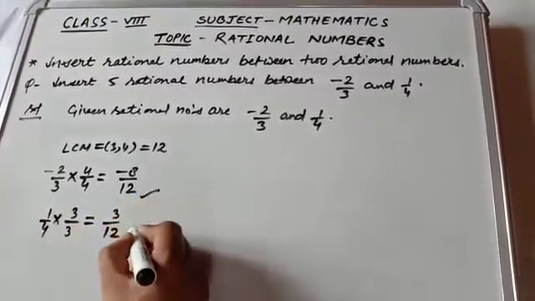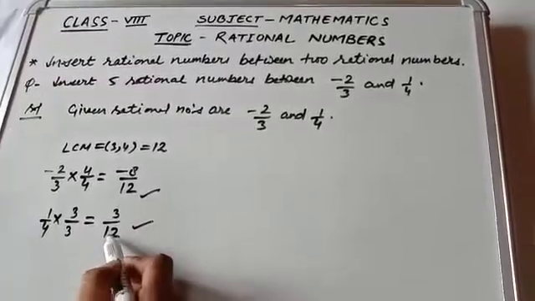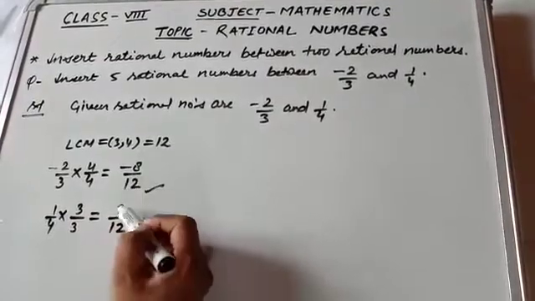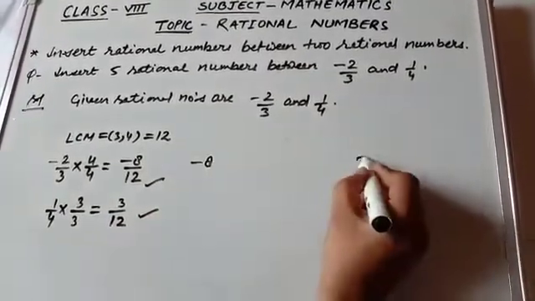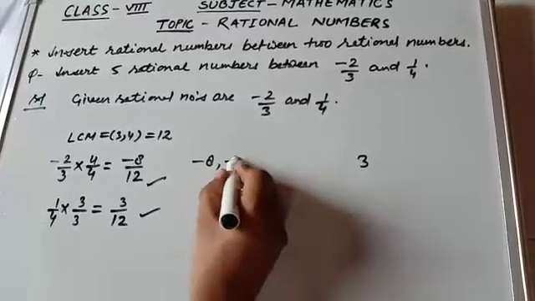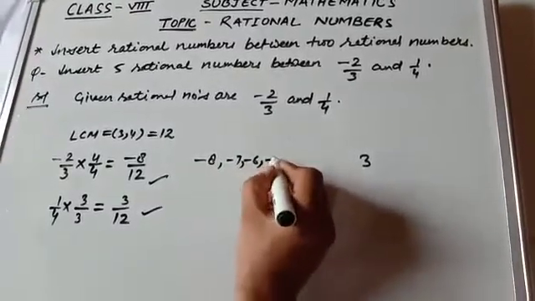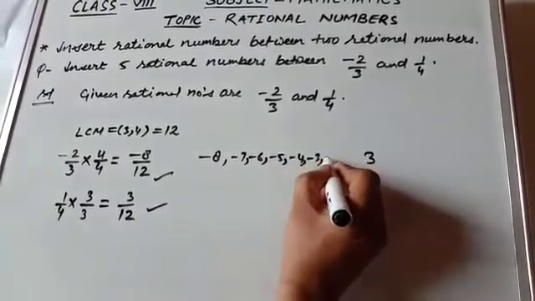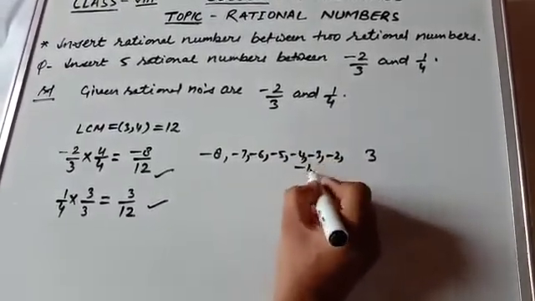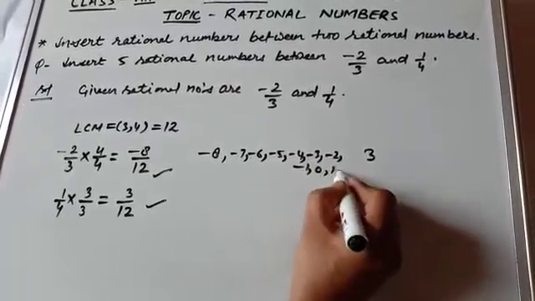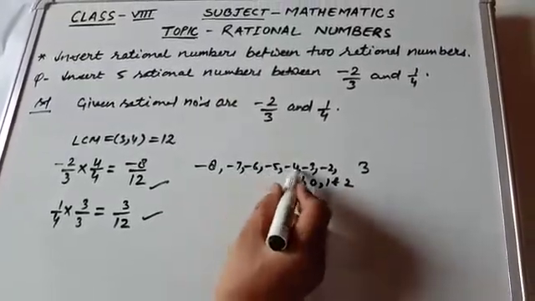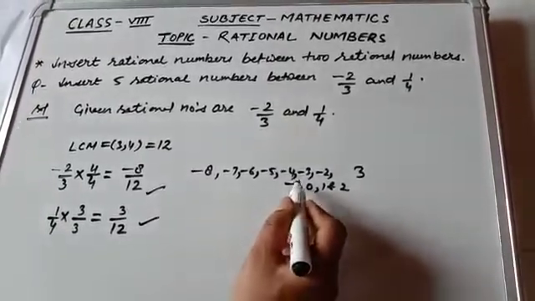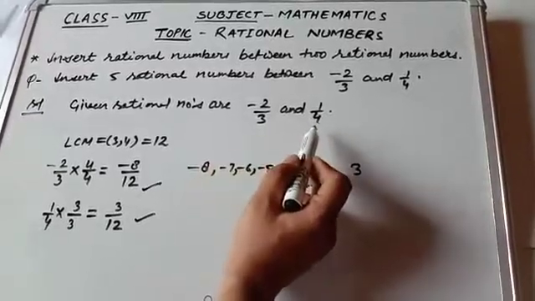Now look at both the rational numbers. We have the same denominator and the difference of the numerators is more than 5. Just like minus 8 and 3. We can insert minus 7, minus 6, minus 5, minus 4, minus 3, minus 2, minus 1, 0, 1 and 2. 1, 2, 3, 4, 5, 6, 7, 8, 9, 10. So we can insert 10 rational numbers between these two rational numbers.